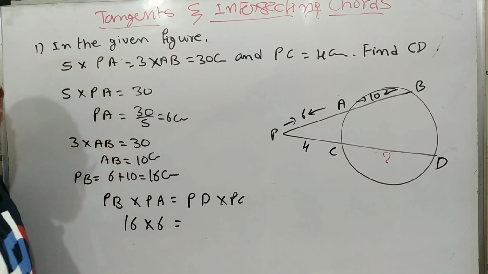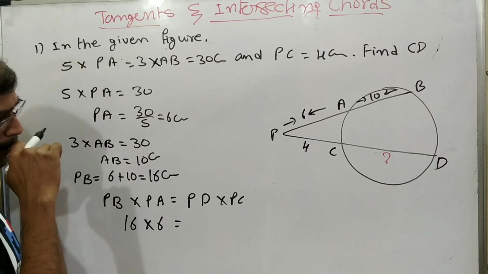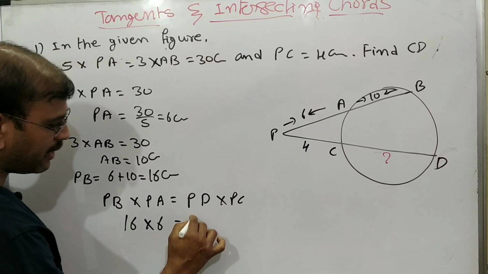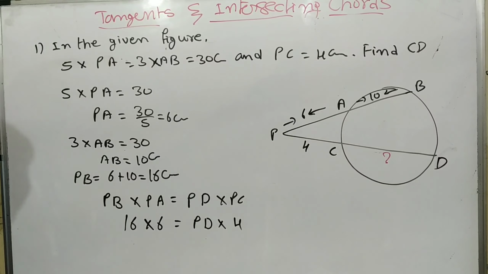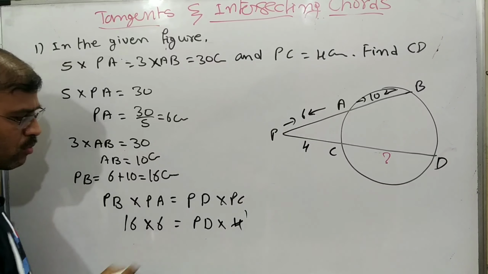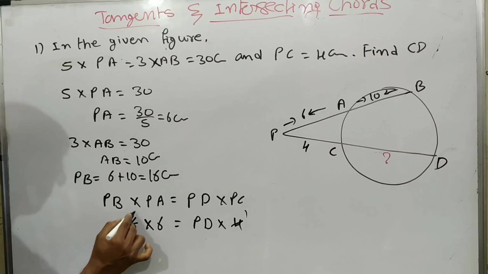PD value we don't know. So in this case, PD value I don't know, so I am writing PD as it is. PC value is 4. Now I will make the cancellation: 4 ones are 4, 4 fours are.